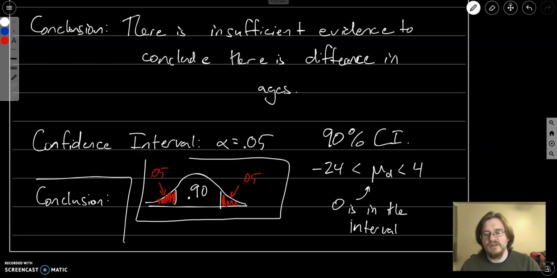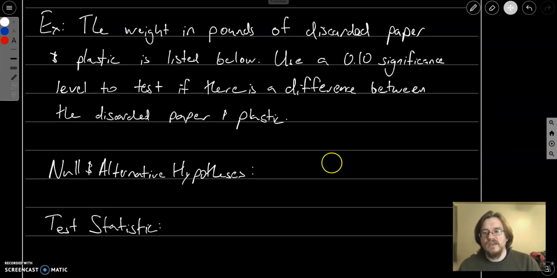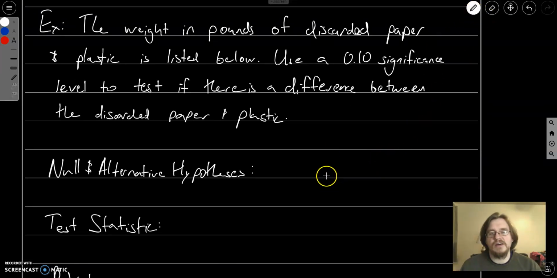So let's do one more example, and I'll also go through a confidence interval and a two-tailed test. In this example, we have some households that recorded the weight in pounds of how much paper they discarded and how much plastic they discarded. And we just want to use a 0.1 significance level to test if there is a difference between the amount of paper they discarded and the amount of plastic they discarded. There isn't really a claim here. So our null hypothesis is simply going to be that the difference in paper and plastic is 0, that there is no difference.